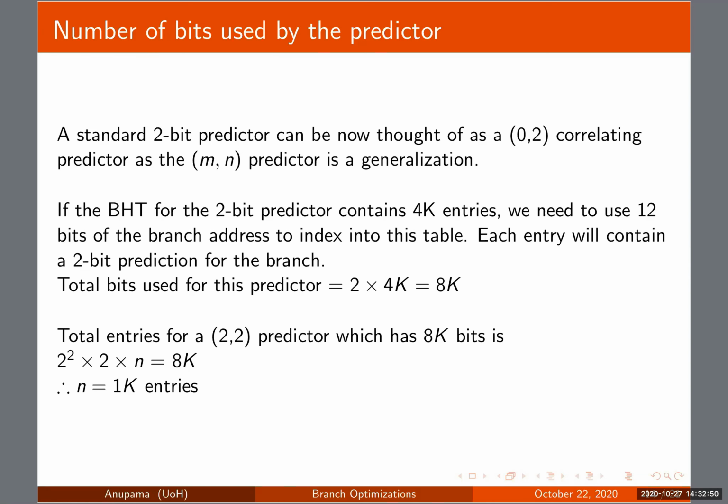Now, therefore, what you do is take a typical 2-bit predictor with 4K entries and a (2,2) predictor with 1K entries, and compare the accuracy of prediction of these two predictors. That is how you need to compare the accuracy of the predictors. Any questions on that?